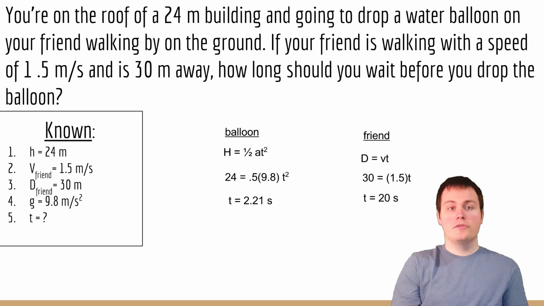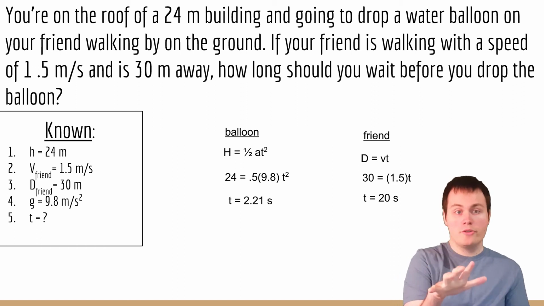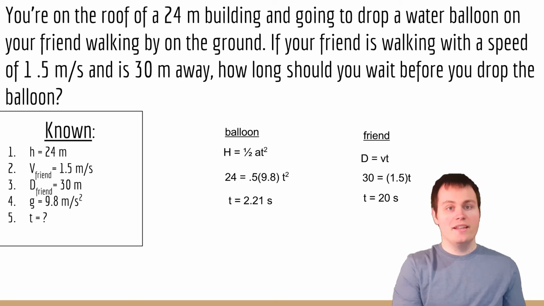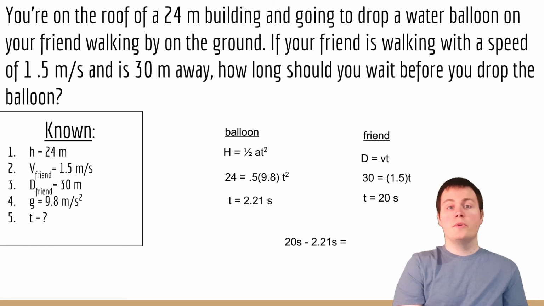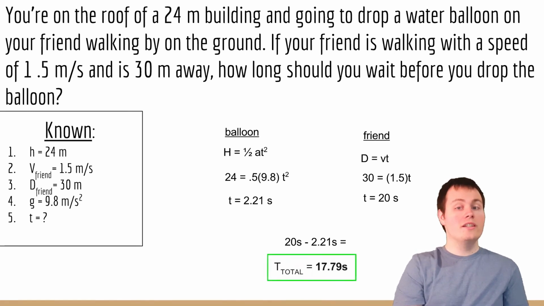Now we just have to connect those two things, and we know that we don't want to wait the full 20 seconds before we drop the balloon because it's still going to take about 2.2 seconds before the balloon hits the ground. So we just simply subtract away the 2.21 seconds from 20, and we find that we should wait a total of approximately 17.79 seconds before we drop the balloon and make sure that it'll land on our friend's head instead of missing him entirely.